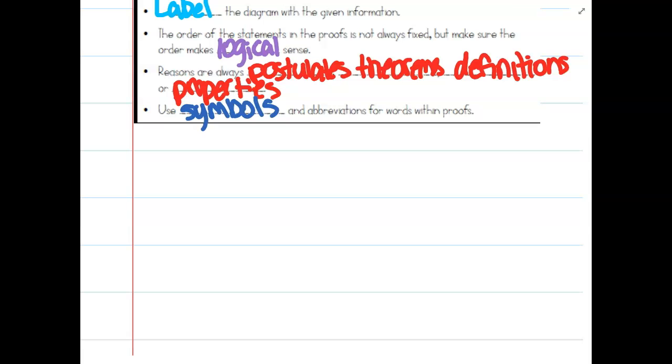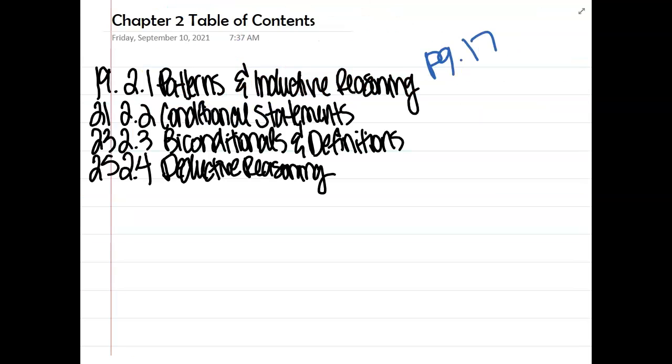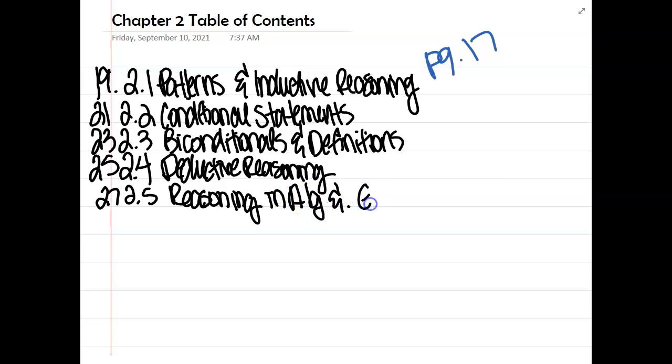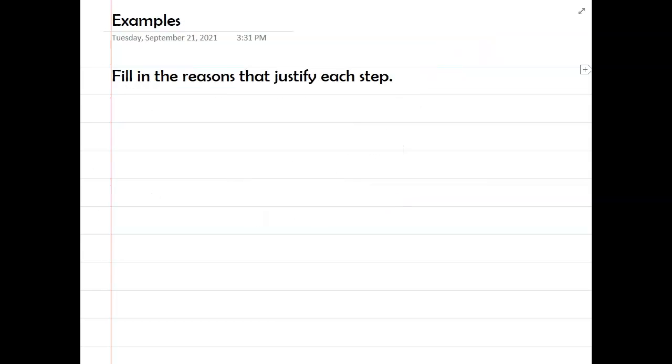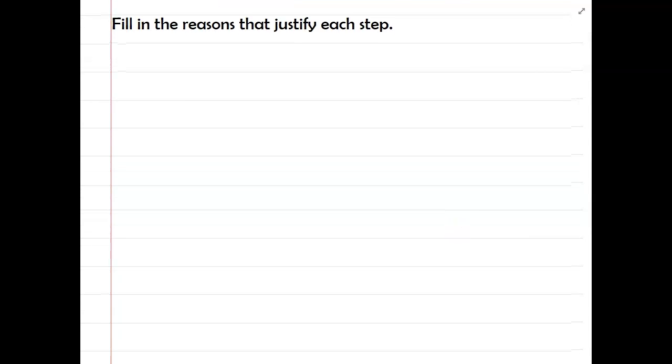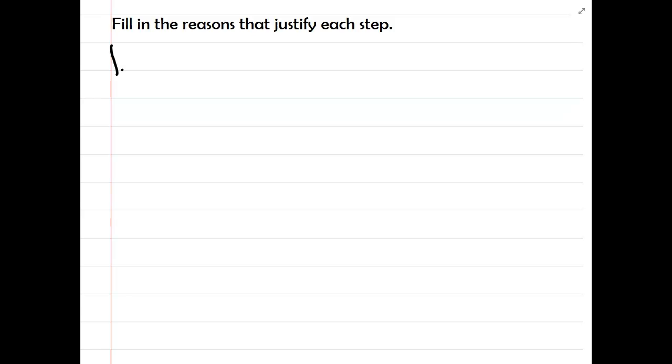So this should be page 27. And this is 2-5, and it's reasoning in algebra and geometry. Okay, so we're going to fill in the reasons that justify each step. So they're going to fill out a good chunk of the proof for you. So we're going to start our 2-column proof.